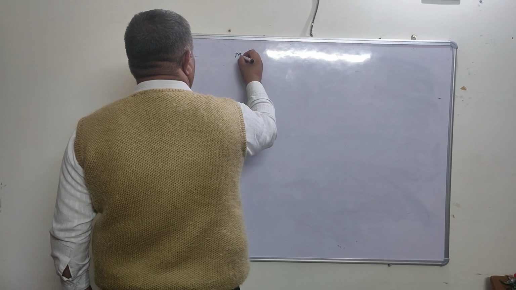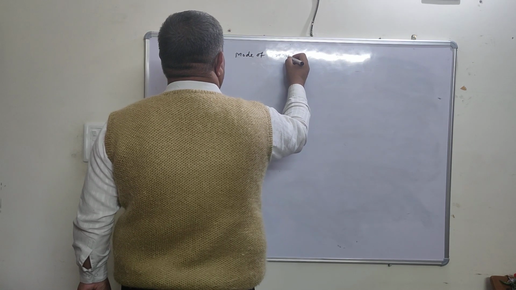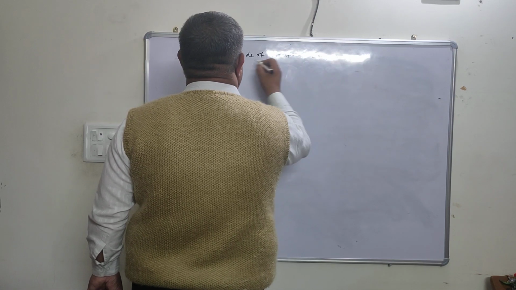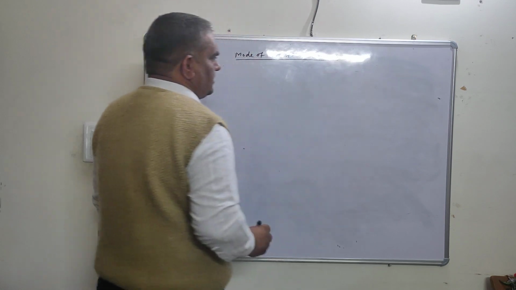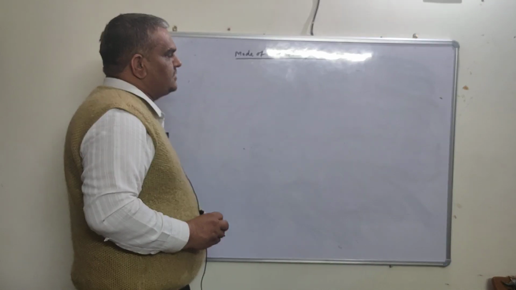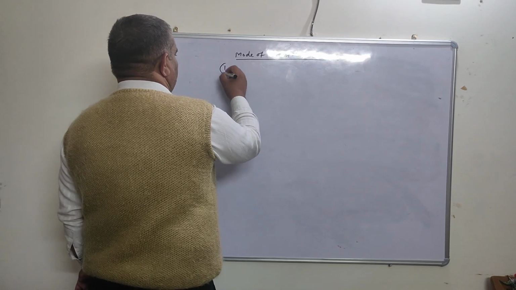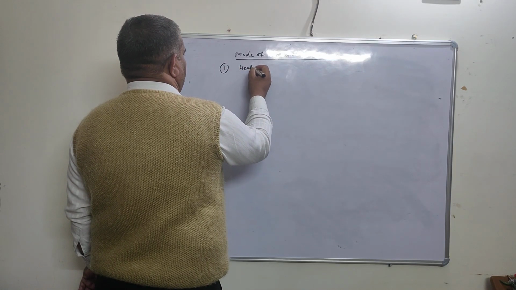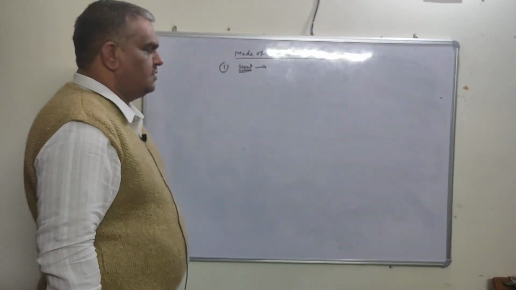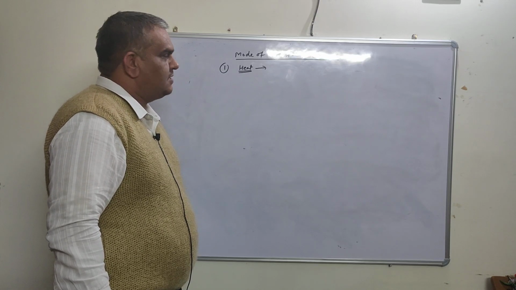Mode of transfer of energy between system and surroundings. There are two modes by which the system can exchange energy between system and surroundings. The first is heat. Heat is the quantity of energy which is exchanged between the system and surroundings when they are at different temperatures.